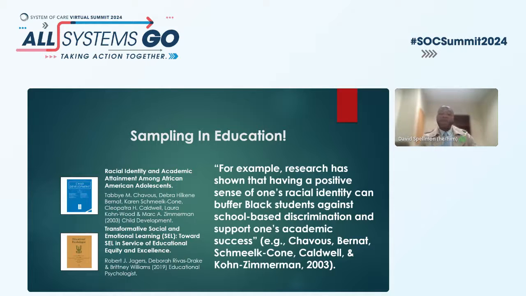So this was not Robert Yeager's original thought. He sampled this from an article, Racial Identity and Academic Attainment Among African-American Adolescents. So Miss Tabby Chavis and her crew, he sampled that. If you've ever written a research paper, if you have your master's, if you have your doctoral degrees, that works cited page, that is nothing but sampling.